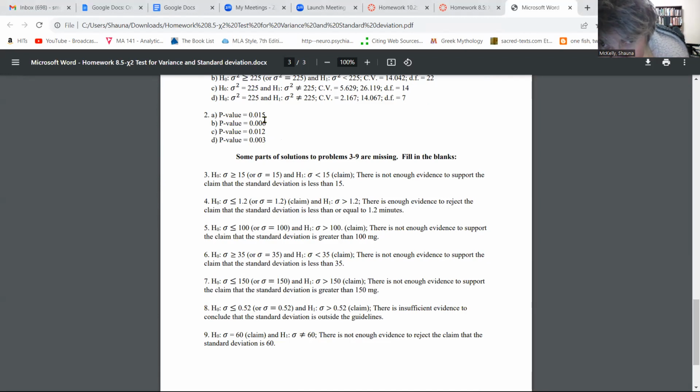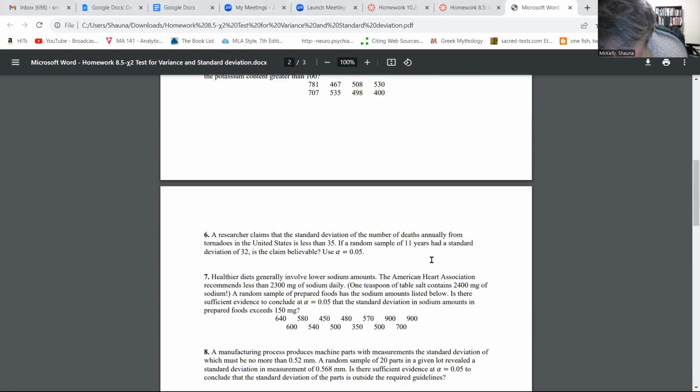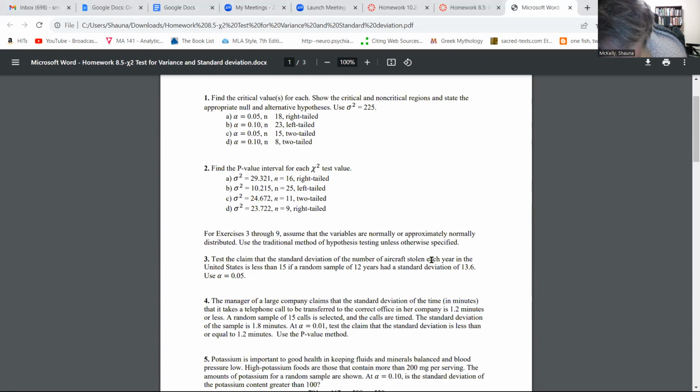Let me do the others for you here. So the second one, let's do this now. Let me share the screen. So if I scroll up here, the second one says chi-squared is 10.215 and n is 25, left tail. 10.215, 25, left.